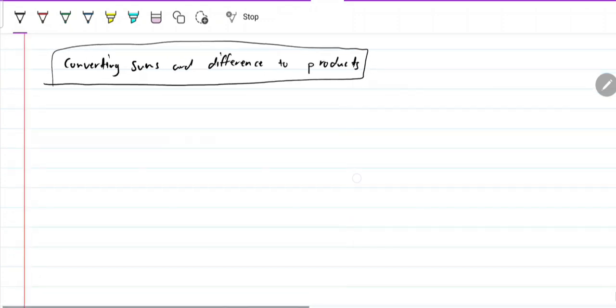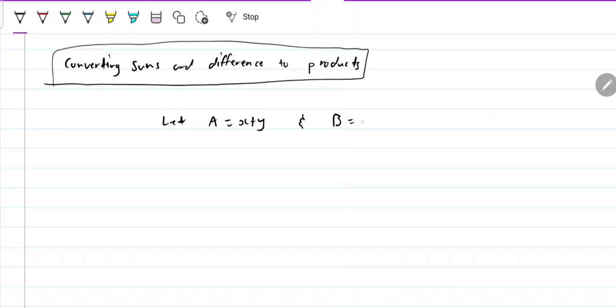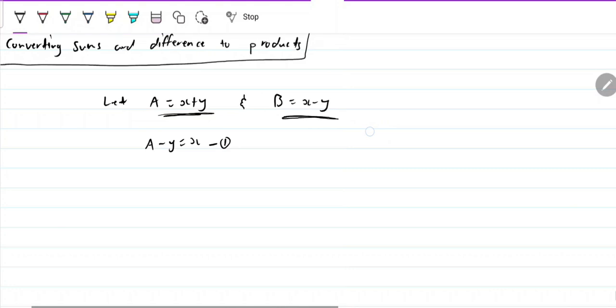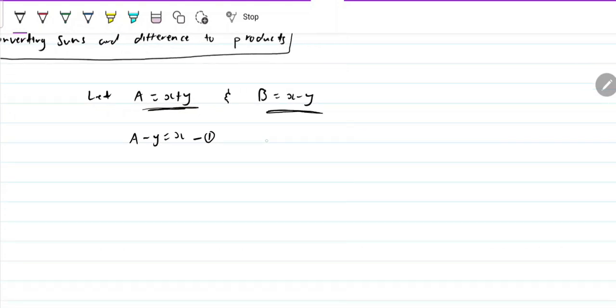All right. Now to derive these identities, let A be equal to x plus y, and let B be equal to x minus y. Now take this equation, make x the subject. I have A minus y is equal to x. Let's call it equation 1. And take this equation and make x the subject also. So I'll have B plus y is equal to x. Let's call this equation 2. The goal is for us to find an expression for x in terms of A and B.